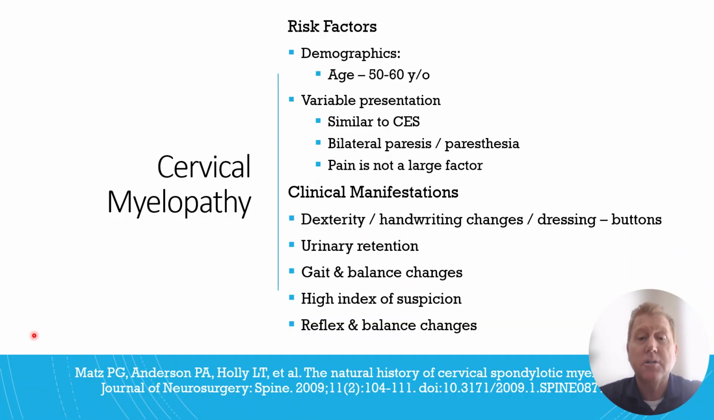You typically will see this in your 50, 60-year-olds. There's a presentation that is similar to cauda equina, but you typically have bilateral complaints. There's not a whole lot of pain with these folks, but they definitely have dexterity and handwriting changes. They have trouble with dressing themselves, buttoning their clothes, gait, balance. A high index of suspicion is certainly warranted whenever you start seeing somebody with these kinds of complaints.